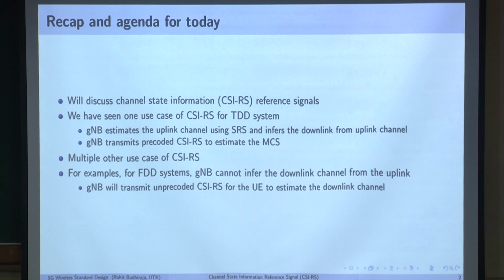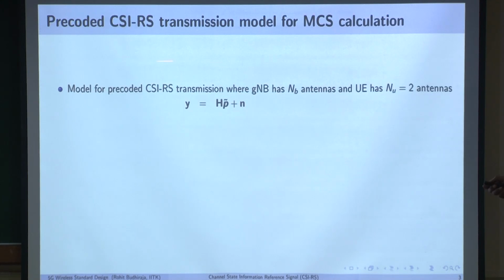Fine. So now, just to recap what happened for the precoded CSI-RS, how was it done? This is done for TDD system MCS calculation, assuming reciprocity.